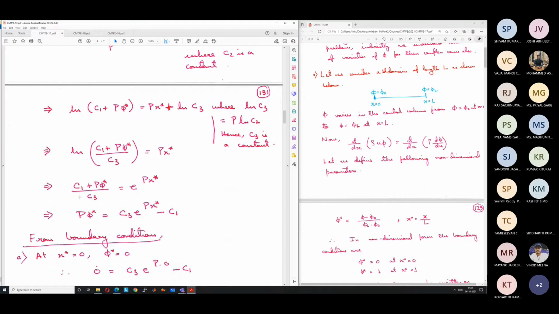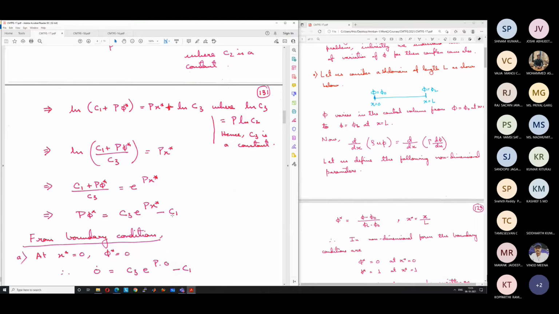So if you remove the log, you get C1 plus P phi star divided by C3 is equal to e to the power P x star. By rearranging the term, you get P phi star is equal to C3 into e to the power P x star minus C1. So this is our expression after solving the equation.